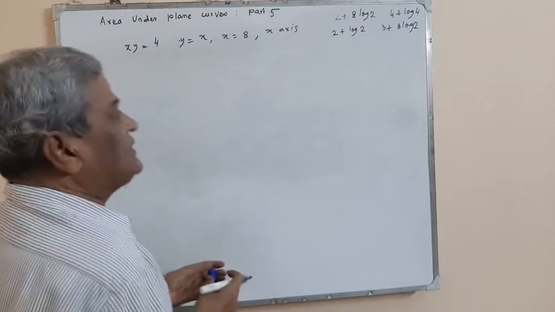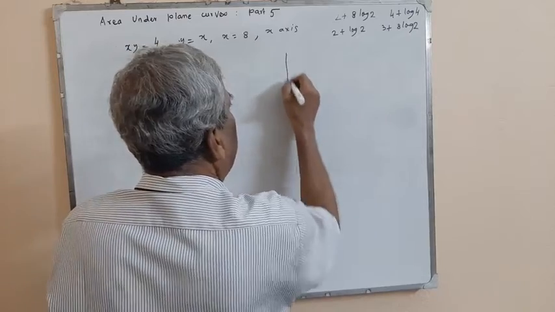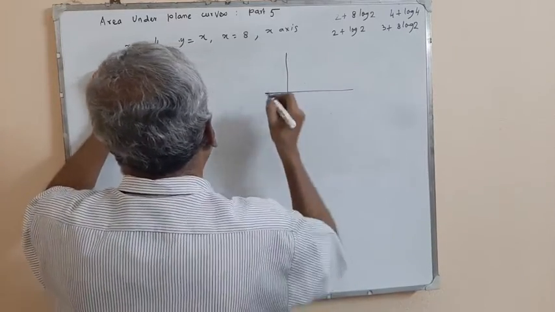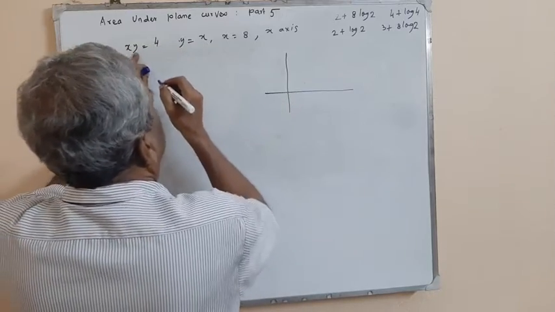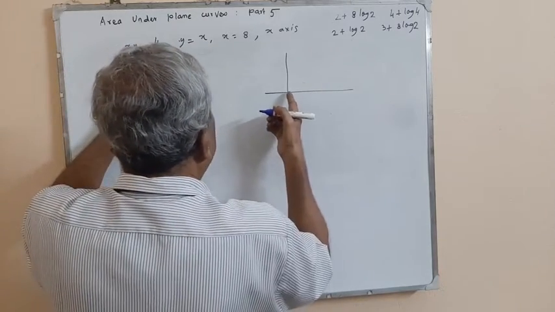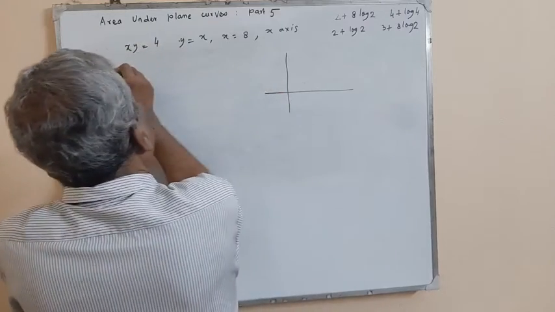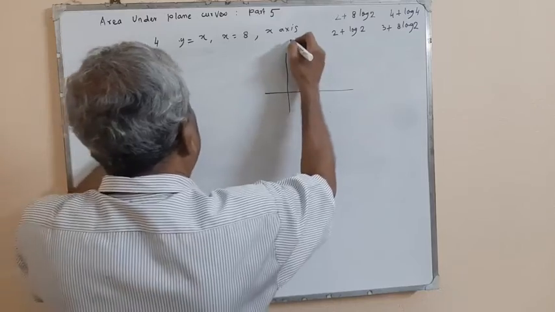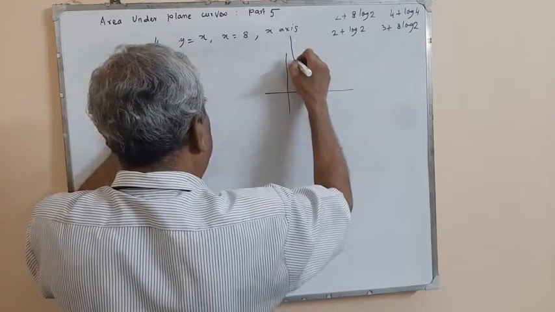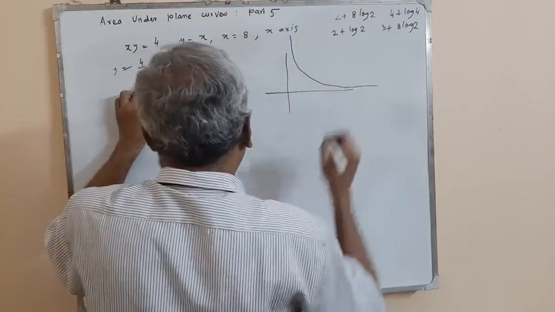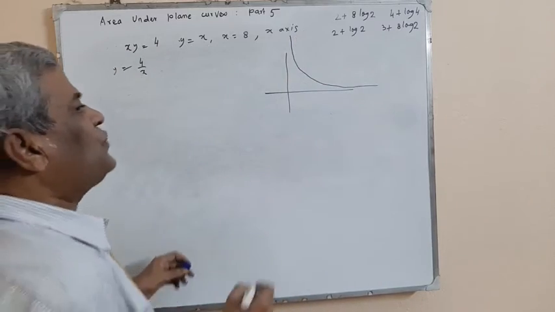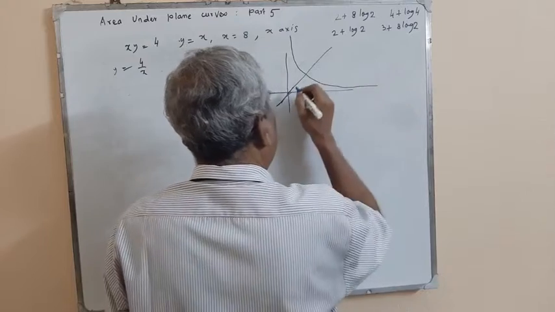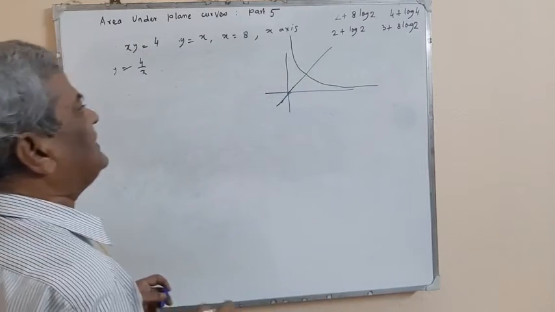Let us draw it first. The curve is xy equal to 4. Actually, when x is almost 0, y will be, because y is equal to 4 by x, when x is almost 0, it comes from infinity. Then y is equal to x, a straight line passing through the origin and making an angle of 45 degrees with the x-axis.